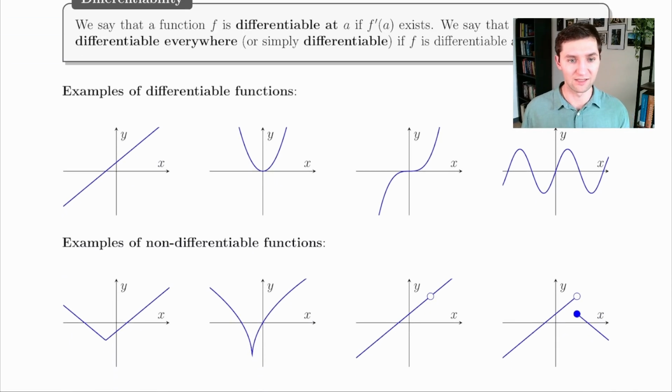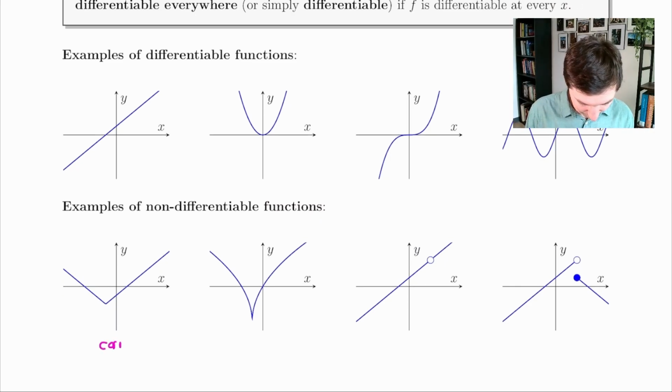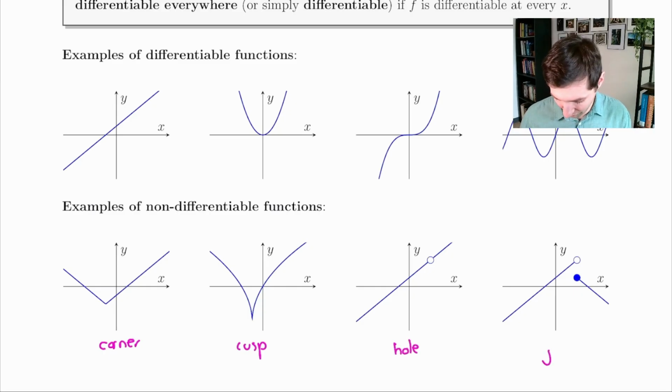When you take a look at the examples of non-differentiable functions, things look slightly different. These functions have corners, edges, and holes. In the first case, we have a corner. In the second case, we have a sharper corner, which we call a cusp. In the third case, we have a hole. And in the last case, we have a jump.